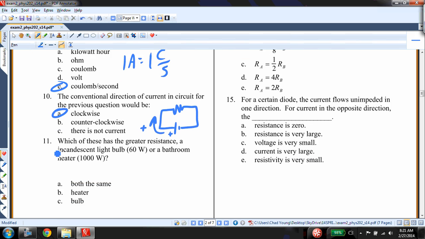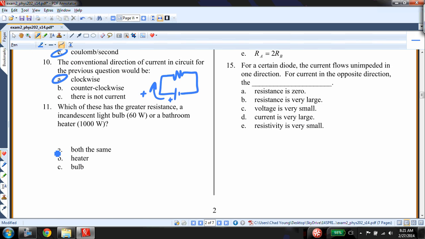Which of these has greater resistance, an incandescent bulb or a bathroom heater, 1,000 watts? That is going to be the one with the lower power. All right, you can think about it in these terms. P is V squared over R. I know that in a household circuit V remains constant. The one with the greater resistance is the one with the lesser power. Or you can think that the one with the lesser power is the more dim bulb, and that means it's restricting the flow of electrons more. Fewer electrons are going through it, and so the resistance must be greater and the power less.